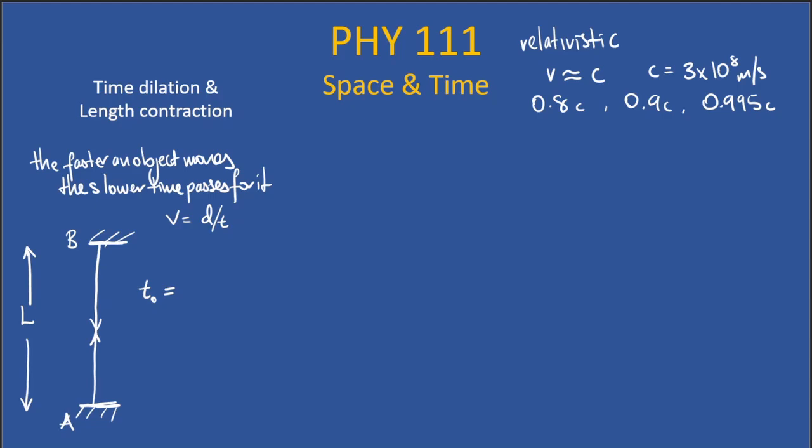So the distance is 2L. Since we're going from A to B, that's L, and B back to A, that's another L. So 2L over the speed of the light, that's c. We keep this aside, we're going to use this later. So this is our first case, our stationary light clock.